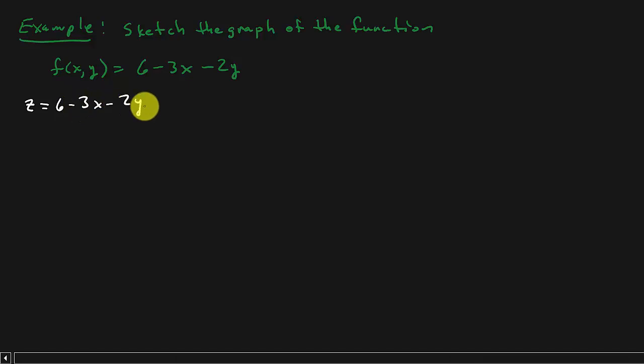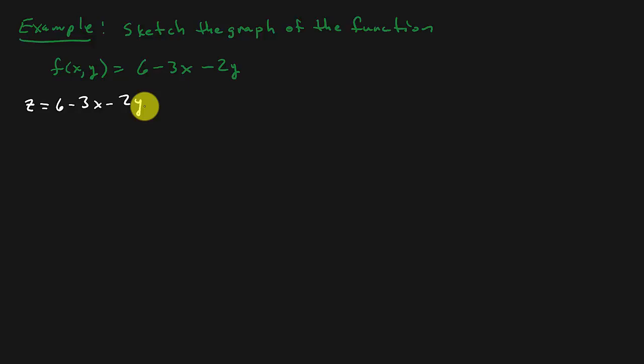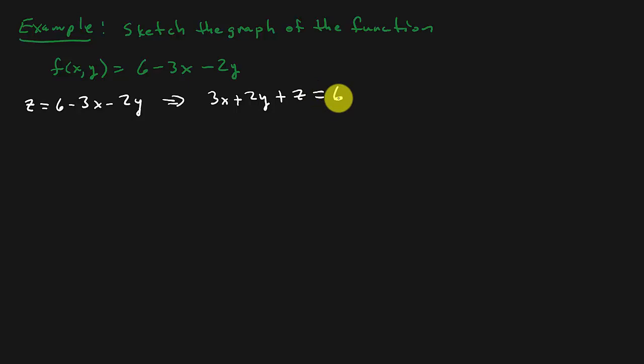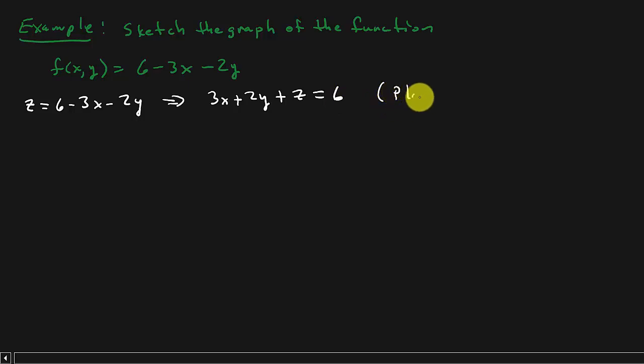So I look at this and I recognize that looks kind of familiar, but I'm going to write it in a little bit different form here. I can write this as 3x minus 2y plus 2y plus z equal 6. I just got my x, y, and z on one side, set equal to the constant. And what is this? This is a plane. You've done planes already. This is the equation of a plane.